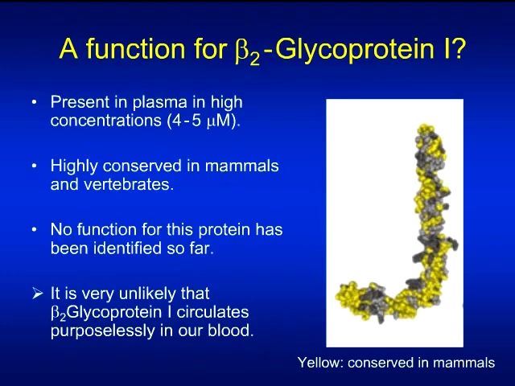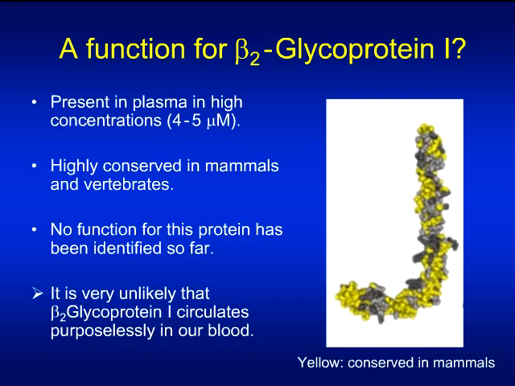The next question is the function of beta-2-glycoprotein 1. It is present in high concentration in plasma, and in fact it is extremely conserved in mammals. Here you see a crystal structure of beta-2-glycoprotein 1, and we have made yellow all the amino acids that are conserved during the whole mammalian evolution. You can see the greater part of the molecule is extremely conserved in mammals, and even in vertebrates there's a very high conservation. Combined with the very high plasma concentration, it is very unlikely that we have beta-2-glycoprotein 1 in our circulation without any goal.